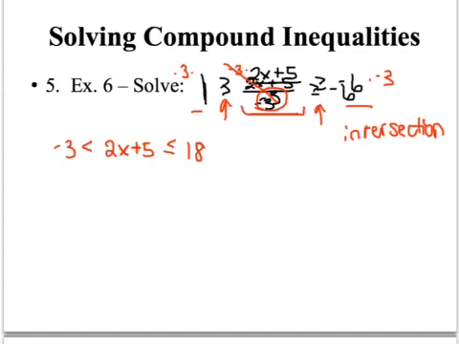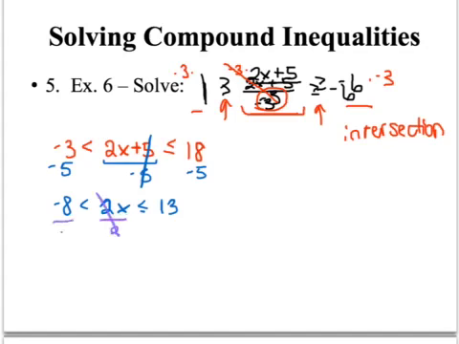Now, you see here we want to get rid of the 5. So I subtract everything by 5. I have negative 8 is less than 2x, less than or equal to 13. And now I want to get rid of that 2, so I'm going to divide every term by 2. I get negative 4 is less than x, which is less than or equal to 6.5.